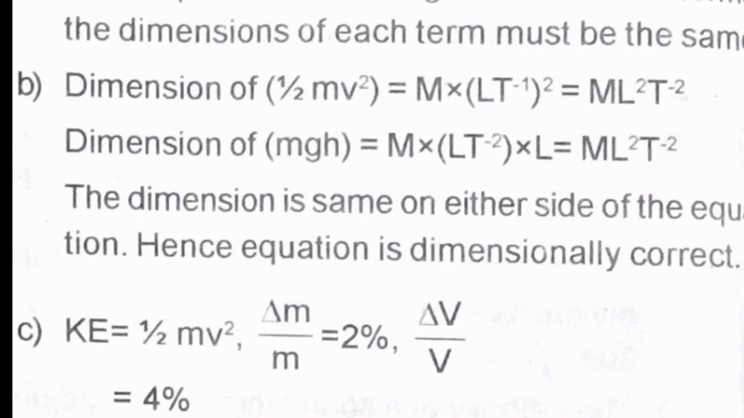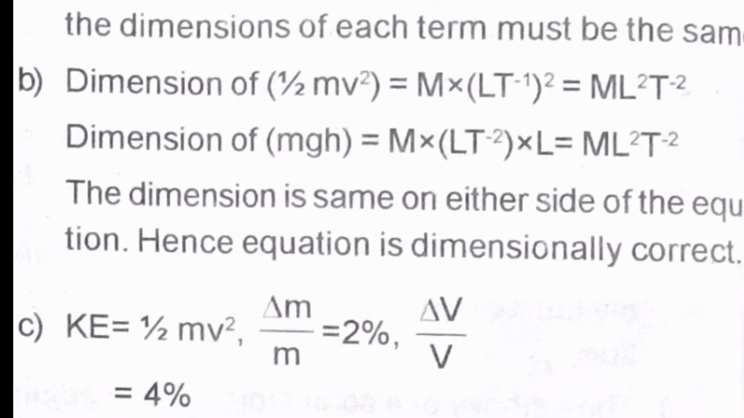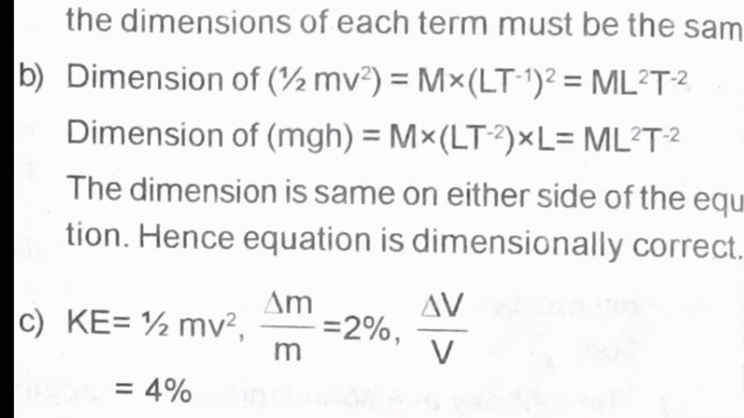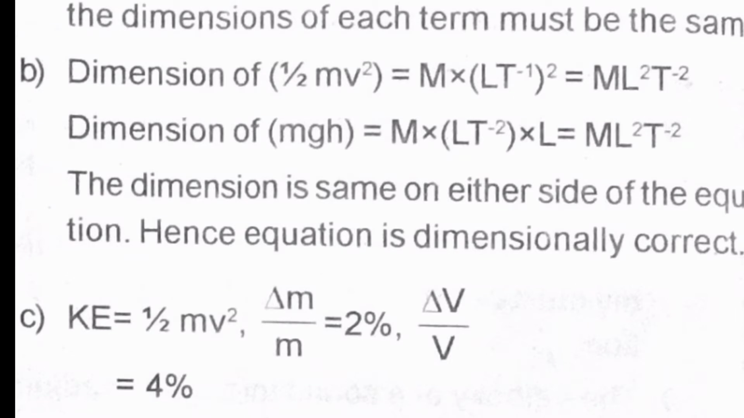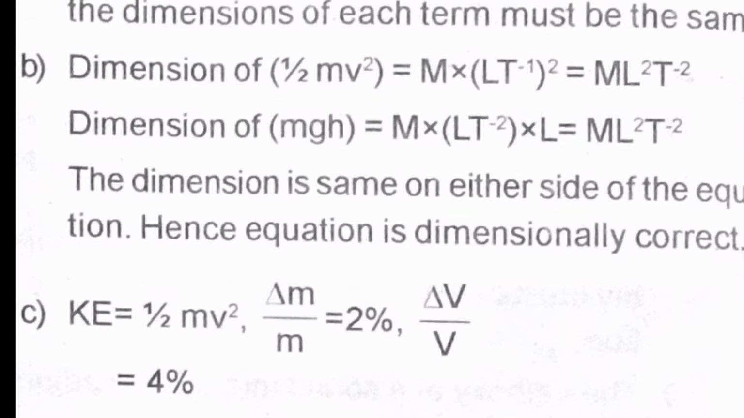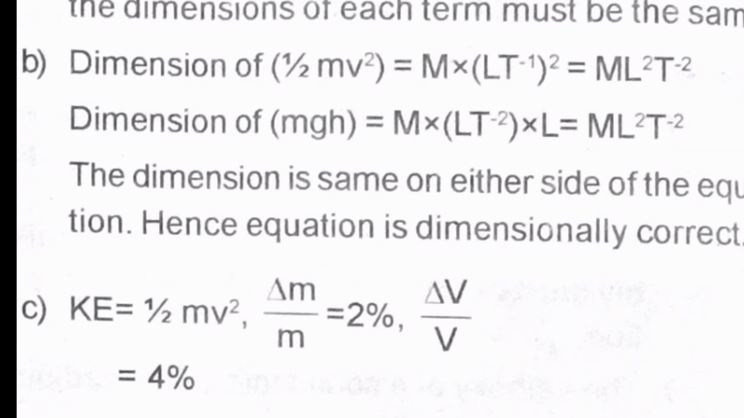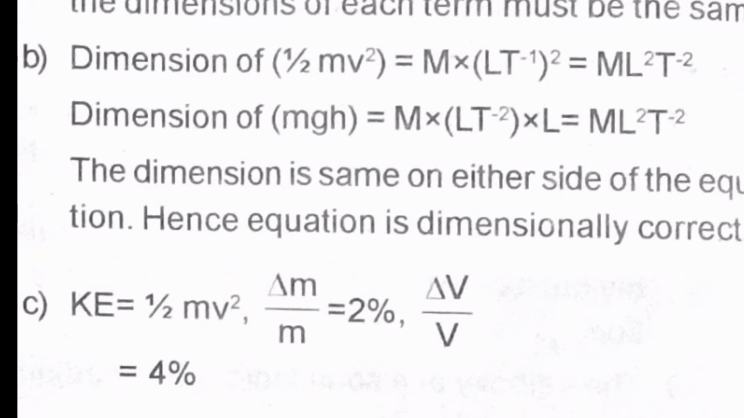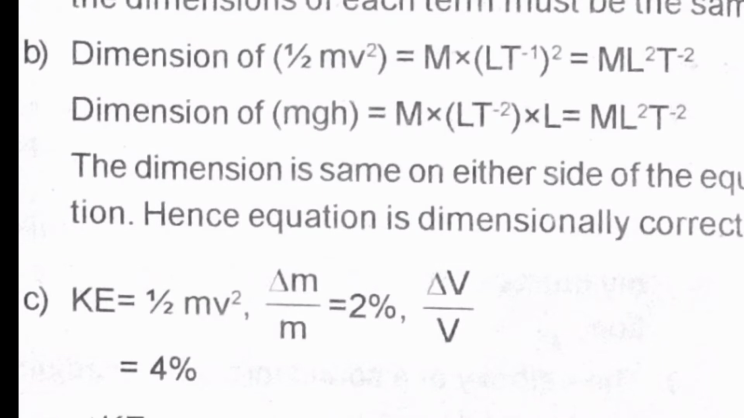What is the second question? Here an equation is given, half mv square is equal to mgh. We have to check whether the equation is dimensionally correct. Here m is the mass of the body, v is velocity, g is the acceleration due to gravity and h is the height. So we can find the dimension of half mv square and also mgh. What will be the dimension of half mv square? Is there any dimension for half? No, because half is a constant, right? So for constants there is no dimension.